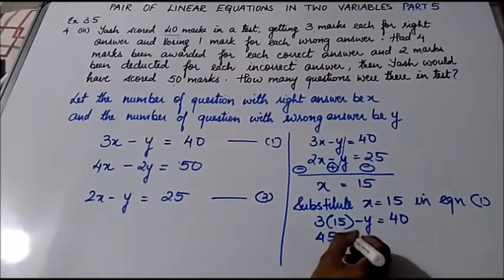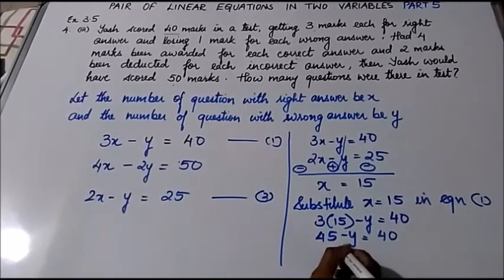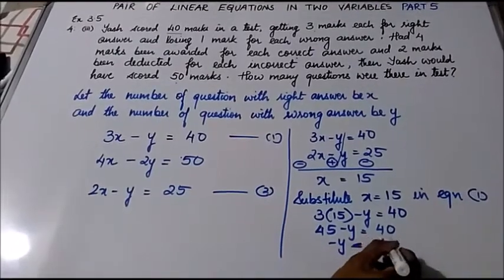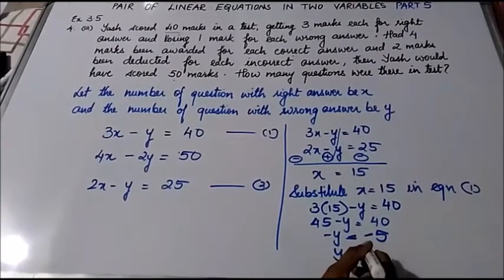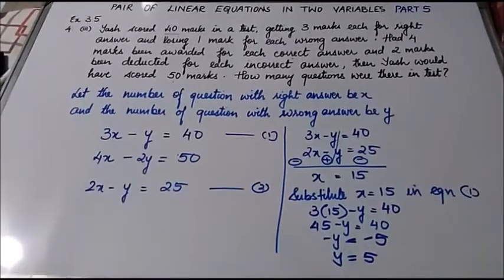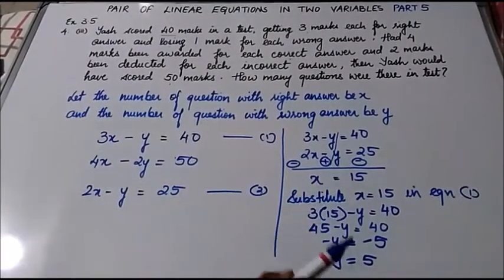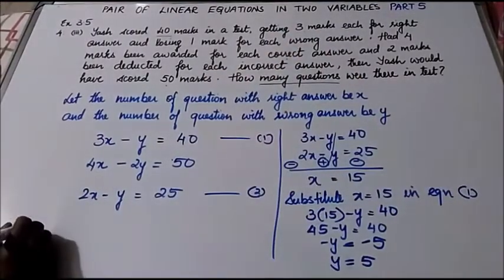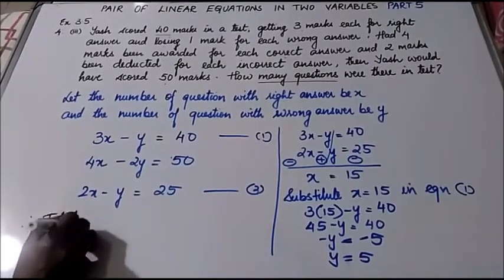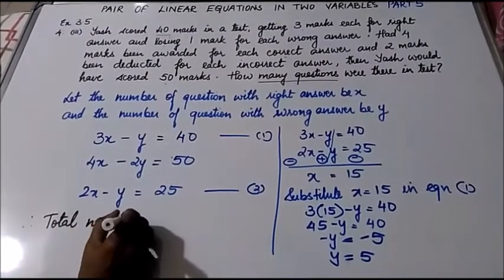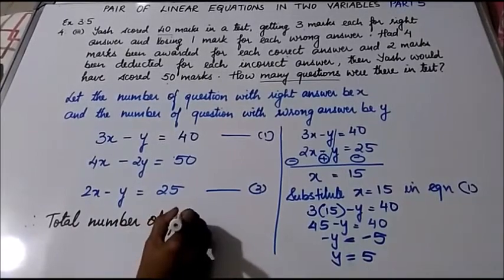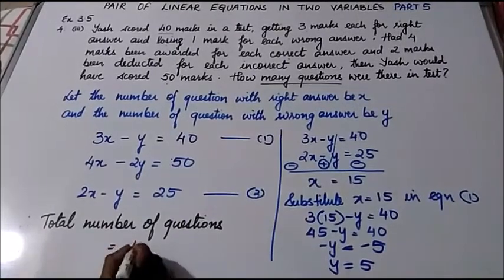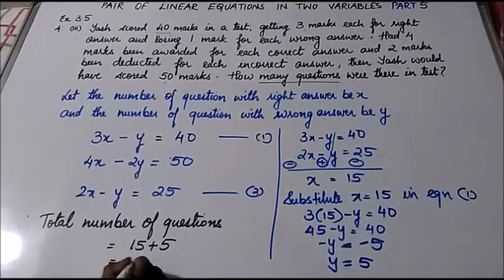This is 45 minus y is equal to 40. Minus y is equal to minus 5. Therefore, y is equal to 5. So, the number of questions with right answer is 15 and the number of questions with wrong answer is 5. But we have been told to find how many questions. Therefore, total number of questions is equal to x plus y, that is 15 plus 5 equal to 20.